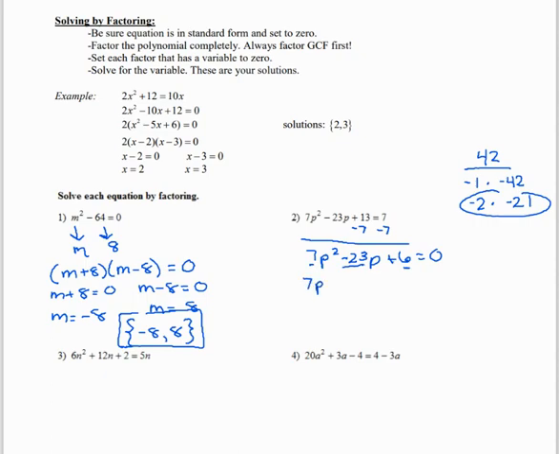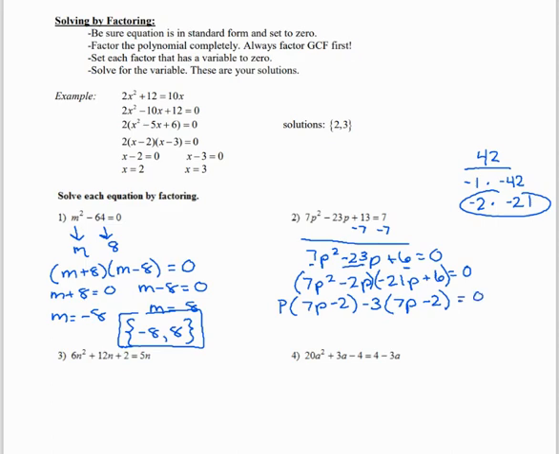So now I'll rewrite this: 7p squared minus 2p minus 21p plus 6 equals 0. I rewrote that middle term with our 2 terms. I'll now group, including the signs. So with my first grouping, they just have a p in common. So I take out the p and I'm left with 7p minus 2. The next grouping has a negative 3 in common. Again, I pulled out the negative because I want inside to have a subtraction. So this gives me 7p minus 2.